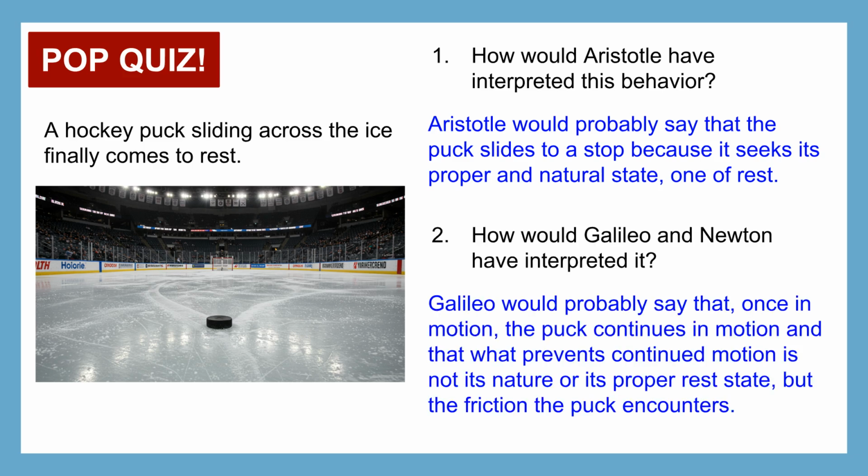But Galileo, and later Isaac Newton, had a completely different explanation. They argued that the puck would actually slide forever in a straight line if nothing stopped it. The only reason the puck stops is friction, defined as resistance forces caused by surfaces in contact. This means coming to a stop is not natural for an object, but the result of an external force acting on it.